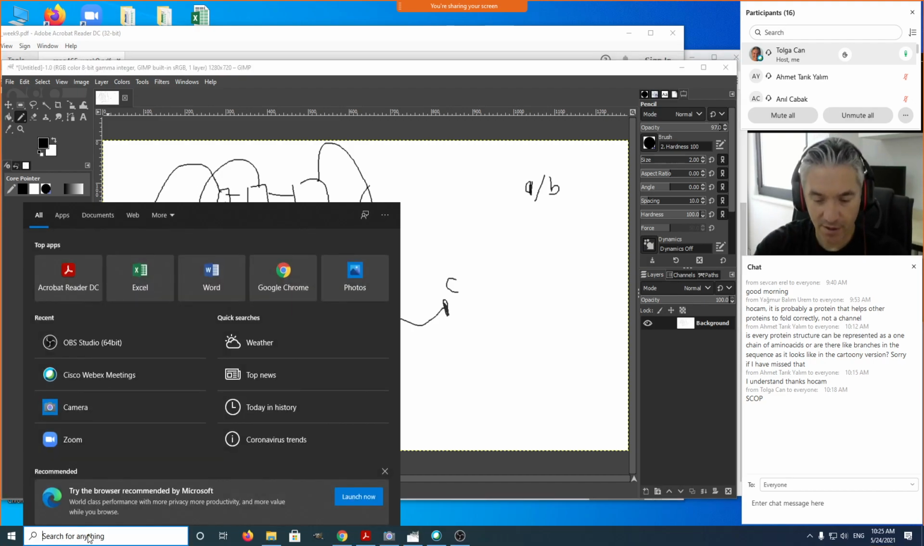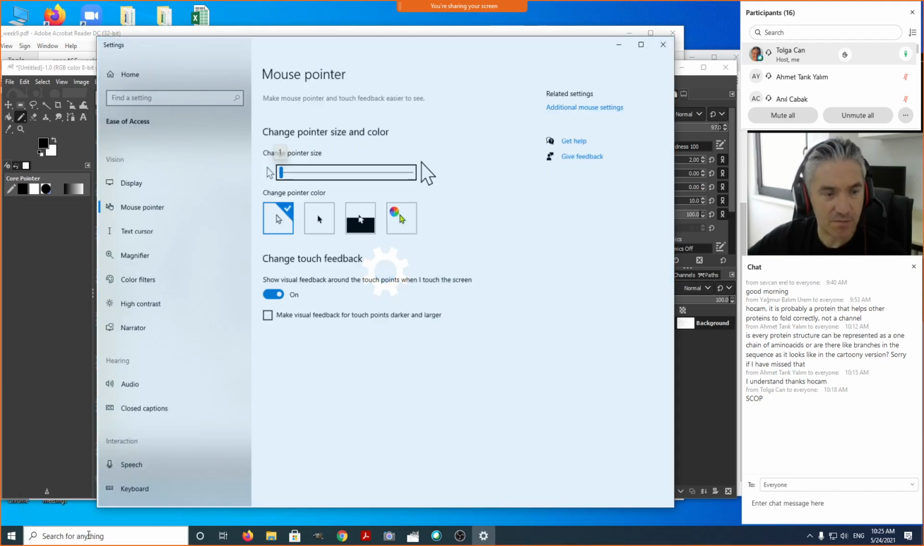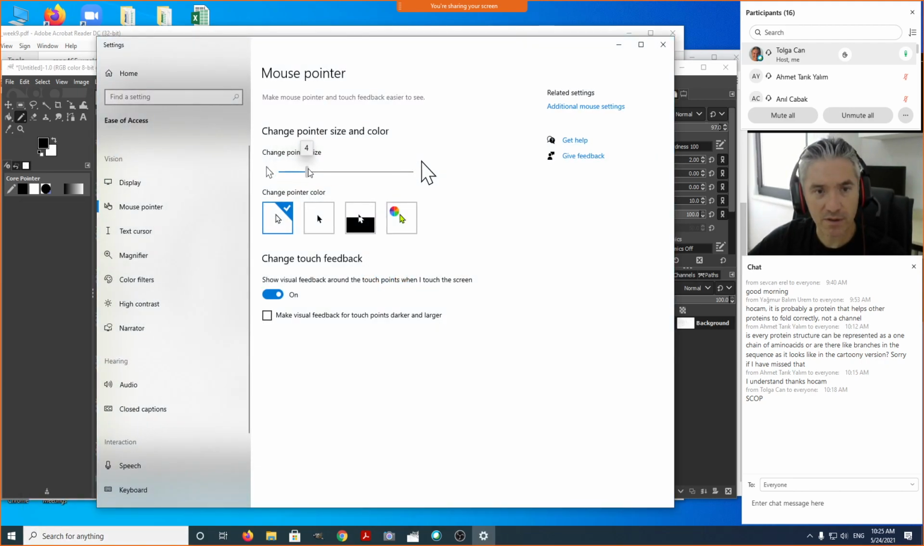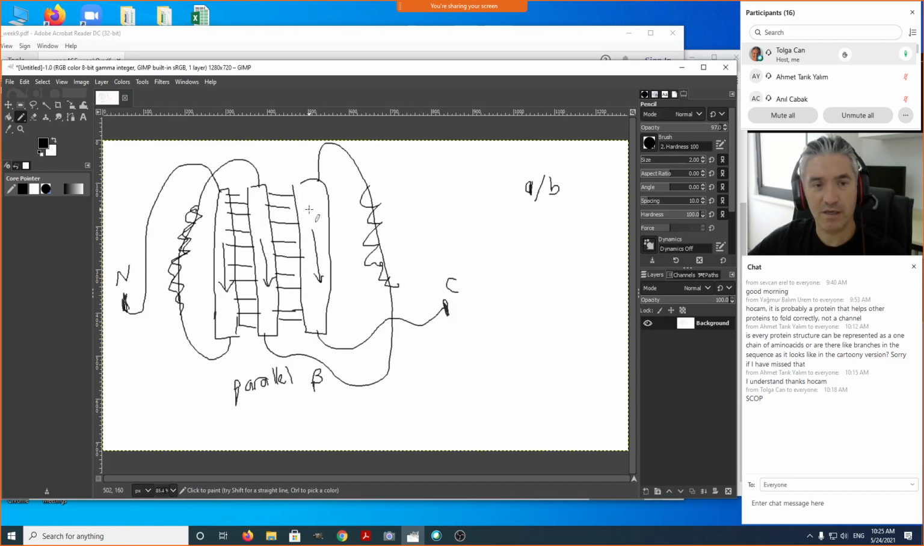By the way, I have to increase my mouse pointer size. I forget that. Okay, so if you look at this, by the way, the mouse pointer size doesn't change in GIMP. Just noticed that, but the sequence order is fixed.